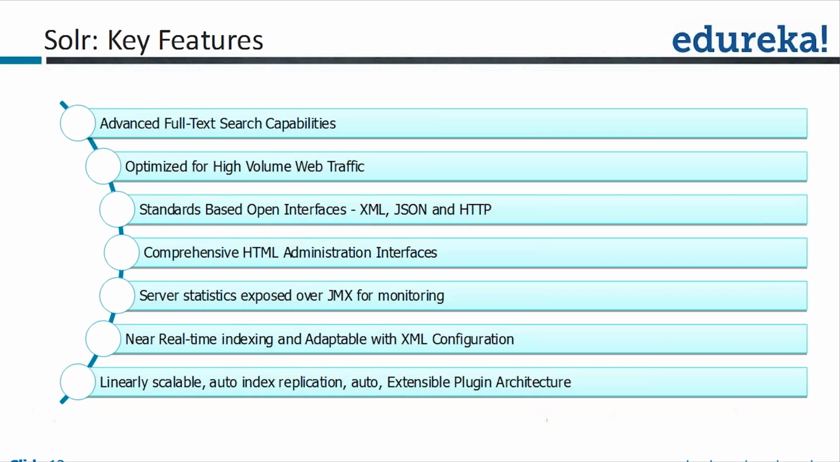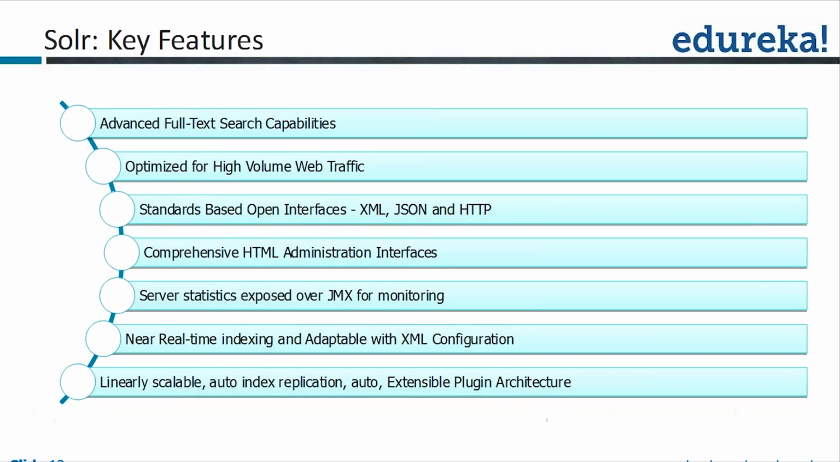So it gives you near real-time search and indexing capabilities, and that too is absolutely configurable. Along with that, it is linearly scalable. You can add memory in a similar format as Hadoop. And auto index replication is there. You can choose the replication factor, and using that factor, the data would be replicated. In case of any disaster, the replicated data can be used for recovering.